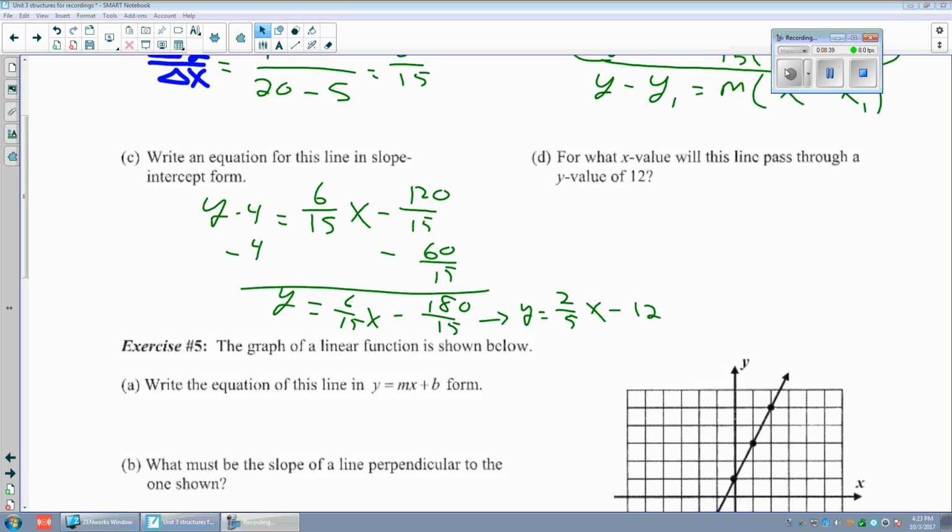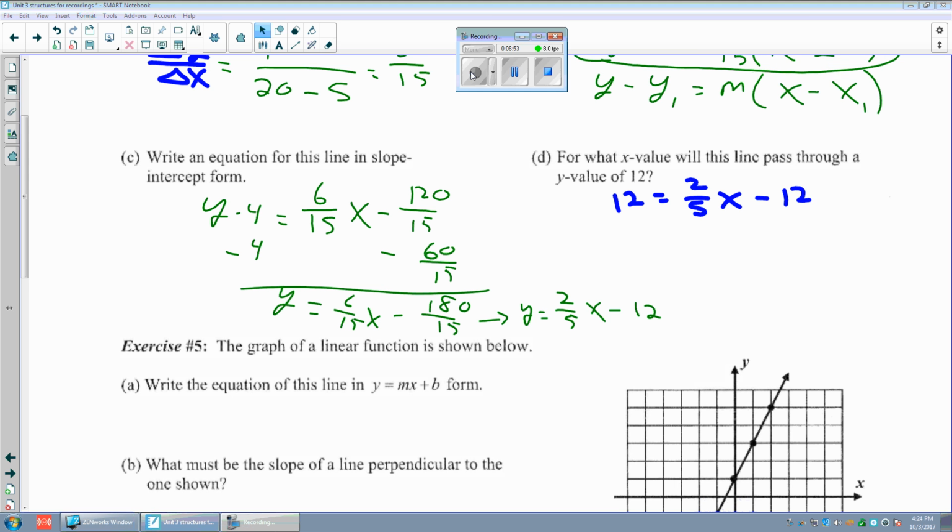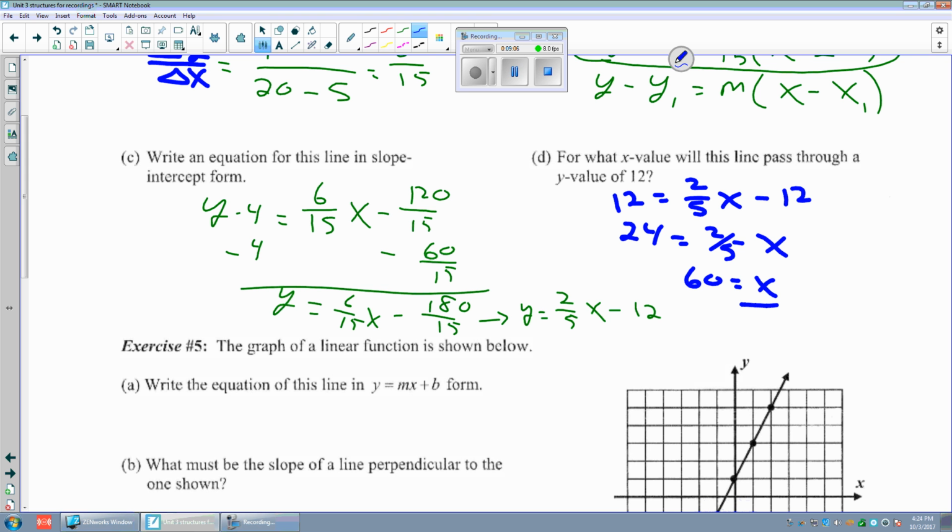Bazinga. For what value of x will this line pass through a y value of 12? Oh, is that why you cleaned it up? 12 equals 2/5 x minus 12. Let's carry on. Add 12 to both sides. We get 24 equals 2/5 x. Multiply by 5/2. We get 60 equals x. That's the x value. It wants the x value. It got the x value.